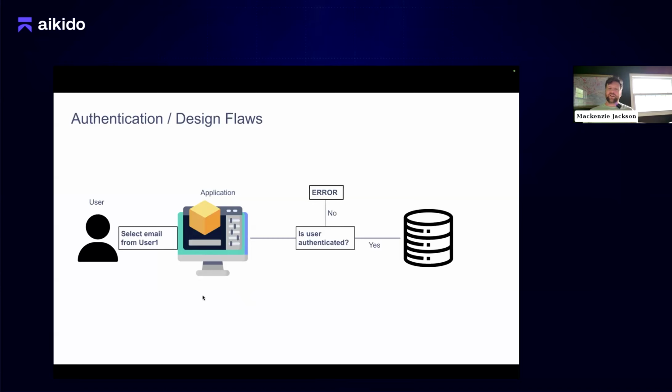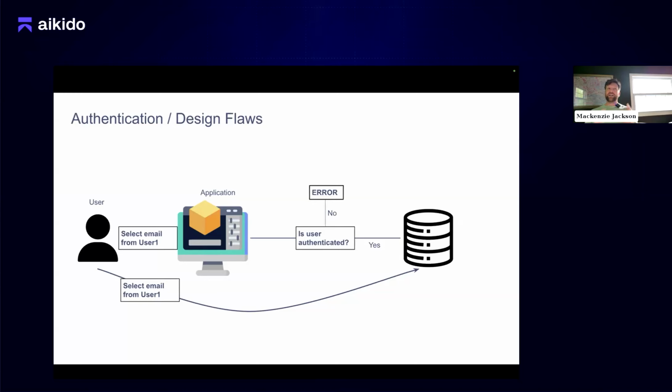For example, the standard flow is that a user is asking to select the email from user one, and this is saying, is this user authenticated? If yes, it proceeds. If not, no. A logic flaw would be allowing that user to connect directly to the database, for example, without authentication. That would be a very serious design flaw. That happens to be the design flaw that I have in my website, which I will show you. This is quite scary. And you can do that by making POST requests directly to your backend. And if your backend is not set up correctly, it's going to be an issue.